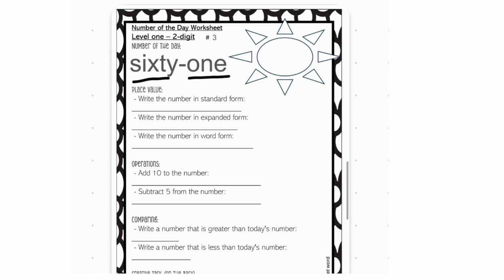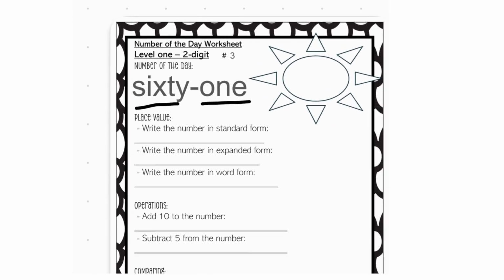We are doing today's lesson, level 1, worksheet number 3, and the number is going to be 61. So that'll be the number we're focused on. Now that this is in word form, we're going to write it in standard form. So you would just write 61, put this back.